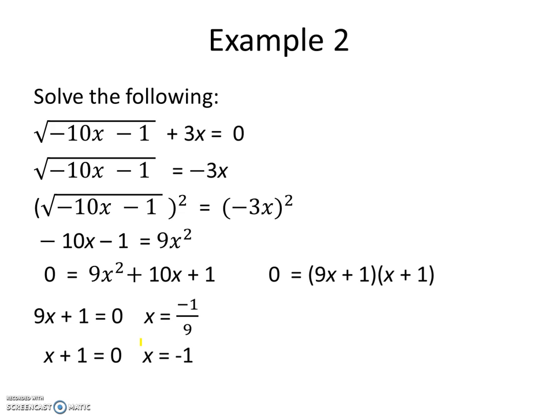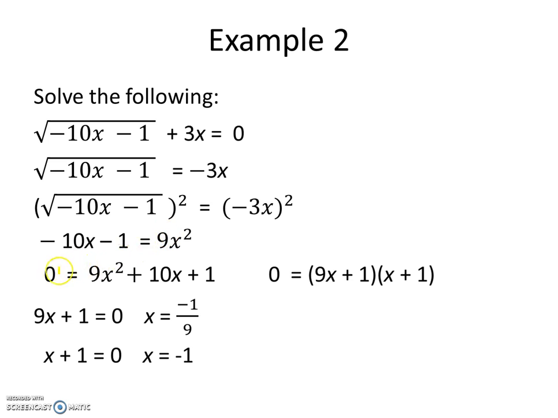On example 2, we're asked to solve the following. The square root of negative 10x minus 1 plus 3x equals 0. The first step is to move the 3x over to the other side of the equation by subtracting 3x from both sides of the equation. Then we're going to get rid of the radical by squaring both sides of the equation.